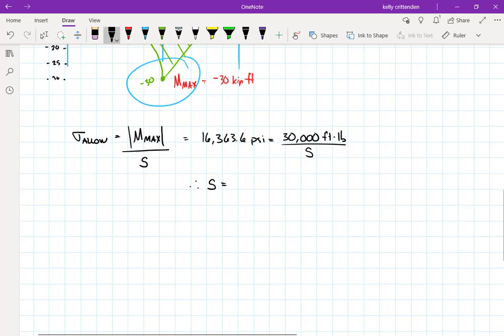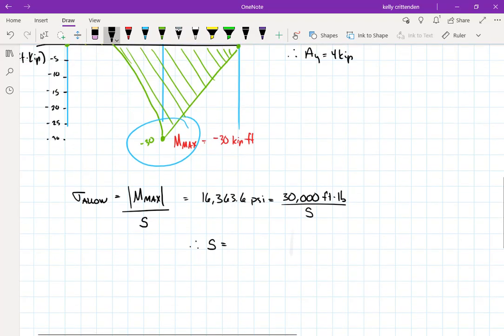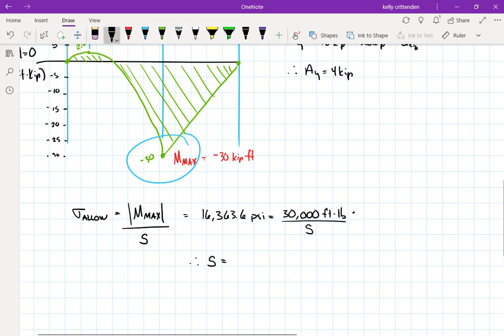30,000 divided by 16,363.6. Oh wait, I did that wrong. Yeah, we probably should, because otherwise S in our chart is inches cubed, and if we have feet up here, then that's going to create problems. So 12 inches per foot, so that we end up with the right kind of units. So let's actually take 30,000 times 12 divided by 16,363.6. 22, pretty much exactly.